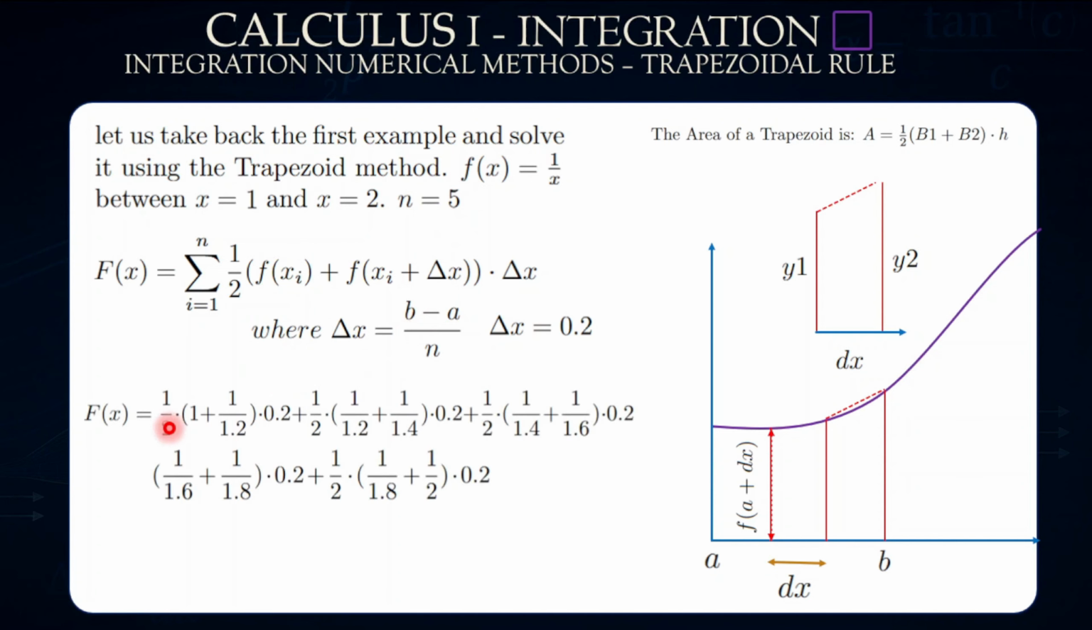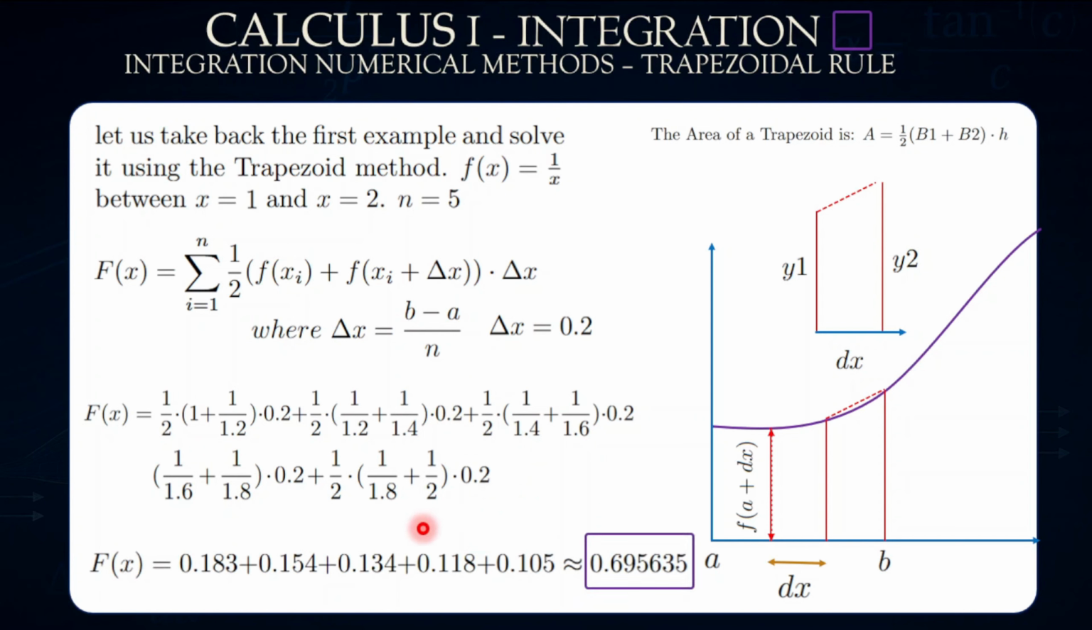f(x) is equal to 1/2. The first bound is 1, so 1 divided by 1 for f(xi), plus f(xi plus delta x), which is 1 divided by 1 plus 0.2, which is 1.2, multiplied by 0.2, plus 1/2, 1 divided by the second point, which starts from 1.2 where the other ends, plus 1 divided by 1.2 plus 0.2, which is 1.4, times 0.2, all the way down, and let's get the answer.